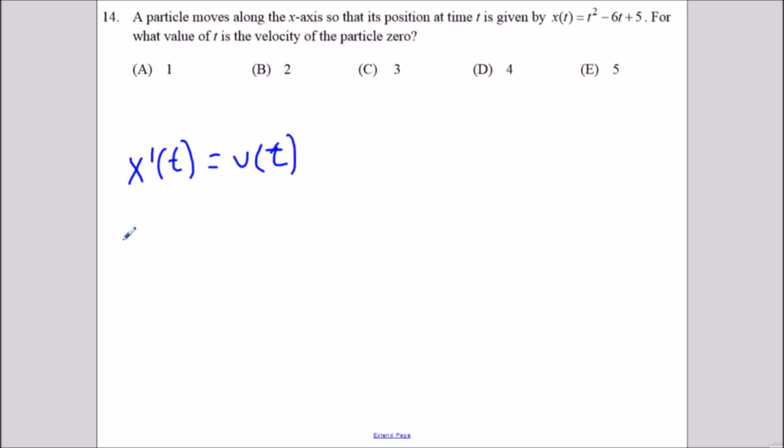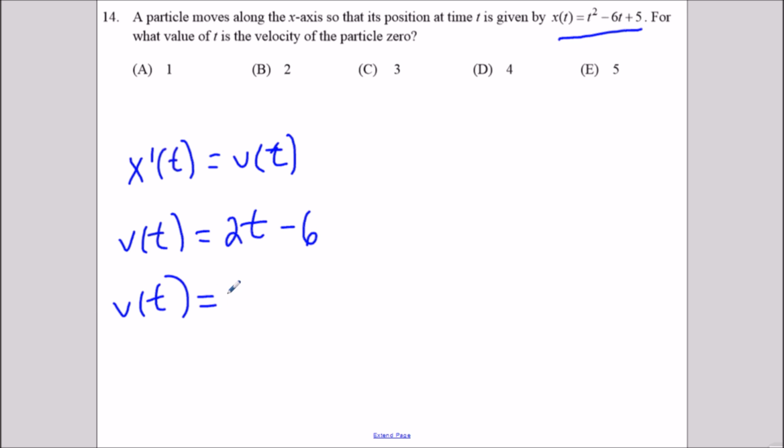So that means if we want to know when velocity is equal to 0, we're going to take the derivative of our function, and we'll get 2t minus 6, and then we set it equal to 0, which gives us 2t minus 6 equals 0, which tells us if we add 6 and divide by 2, this happens at t equals 3.